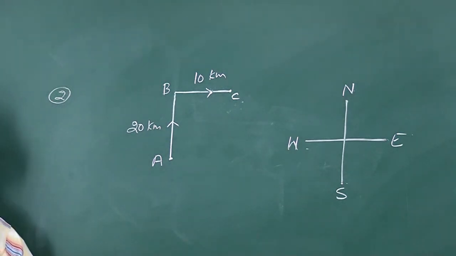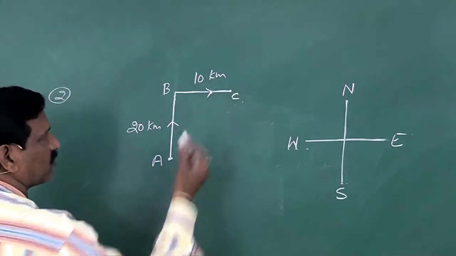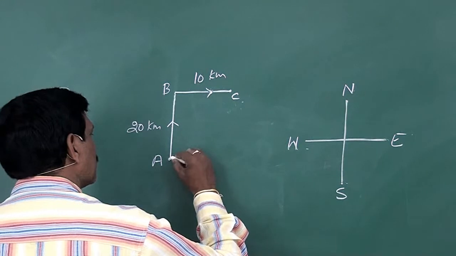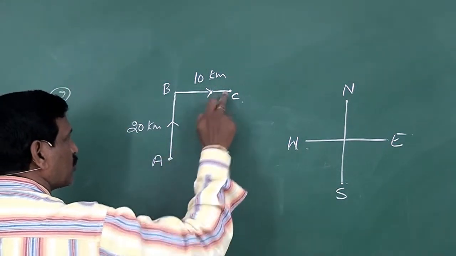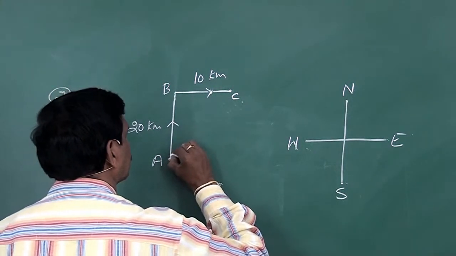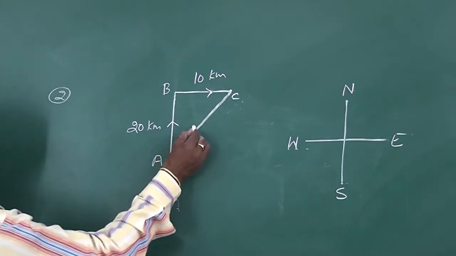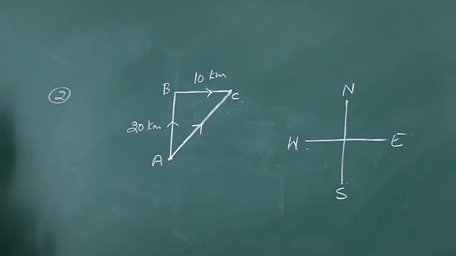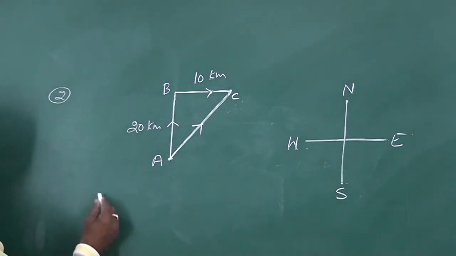So we have to calculate the displacement. What is the displacement? Shortest distance between the initial point and the final point. This is the initial point and this is the final point. Shortest distance means a straight line distance. So you connect these two points by a straight line like this. Then AC represents displacement in magnitude and direction.